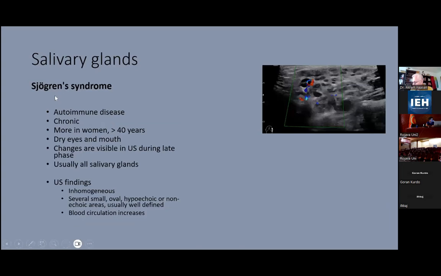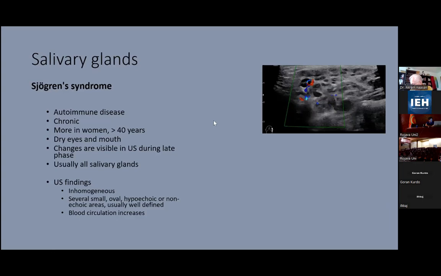Also, we have a syndrome called Sjögren's syndrome. It's an autoimmune, chronic disease. It's more common in women over 40. When you have a patient with dry eyes, dry mouth, and changes in the salivary glands, usually in all of them, the changes are inhomogeneous, with several small oval hypoechoic or non-echoic regions, like here you can see, and normal blood circulation, then you can say that this is Sjögren's syndrome. So the clinical and the radiological imaging both together give you a clue to Sjögren's syndrome.